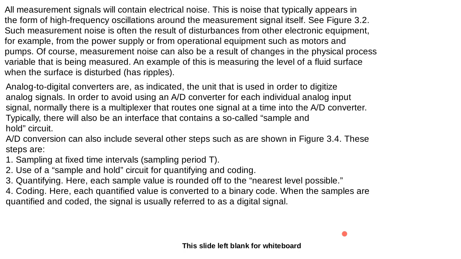Yeah. So these analog to digital conversions can also include several other steps, and you're going to see a figure to represent this. And these steps include the sampling at fixed time intervals, that is the sampling period symbolized by T, and also the use of the sample and hold circuit, and this is for quantifying and also coding. And then we will have the quantifying, and by quantifying here, we mean that each sample is rounded off to the nearest level possible.